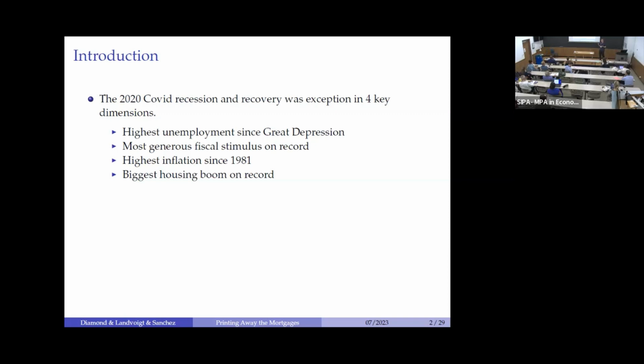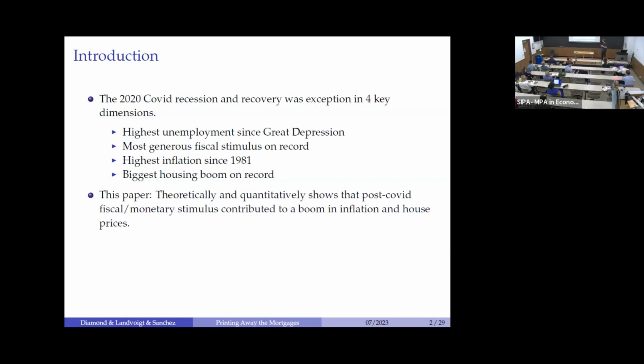This paper is going to try to study the interaction between these things quantitatively and theoretically. What we're going to show is that the post-COVID mix of fiscal and monetary policy contributed to a boom both in inflation and in house prices. By the mix of fiscal and monetary policy, I mean first a bunch of stimulus was provided to people. That stimulus on its own potentially could have made the economy recover. But because the Fed did not tighten interest rates afterwards, in some sense the transfers were paid for with the inflation tax rather than with actual raises in future taxes.